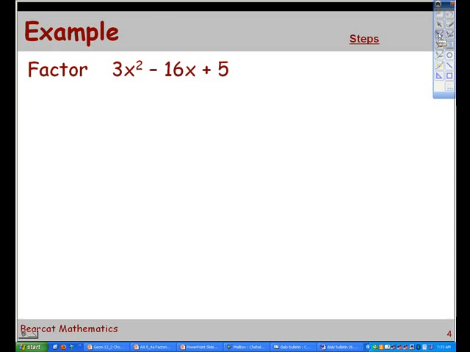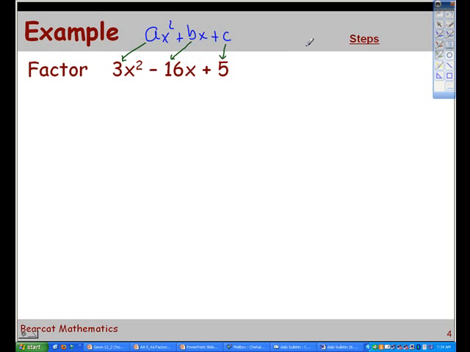Remember that quadratic equations, or in this case expressions, are in the form ax squared plus bx plus c. So for this problem, the value of a is 3. The value of b is negative 16. Make sure you take the sign with the coefficient. And the value of c is 5. X is never part of b, and x squared is never part of a. X is x and b is b. They're not part of each other. They're separate things.